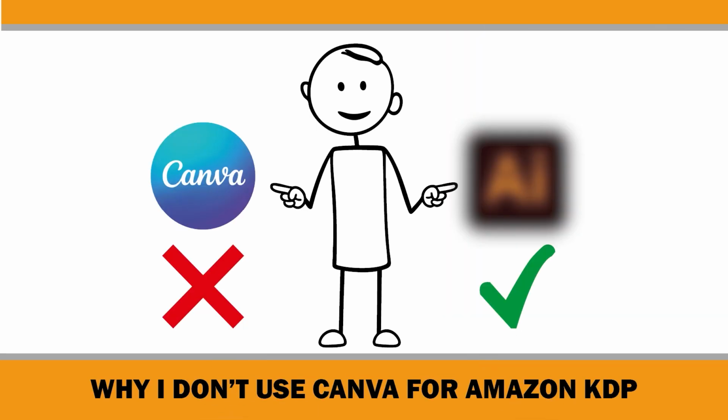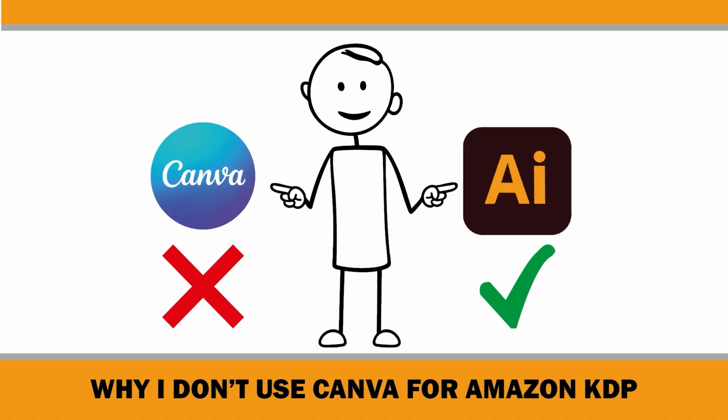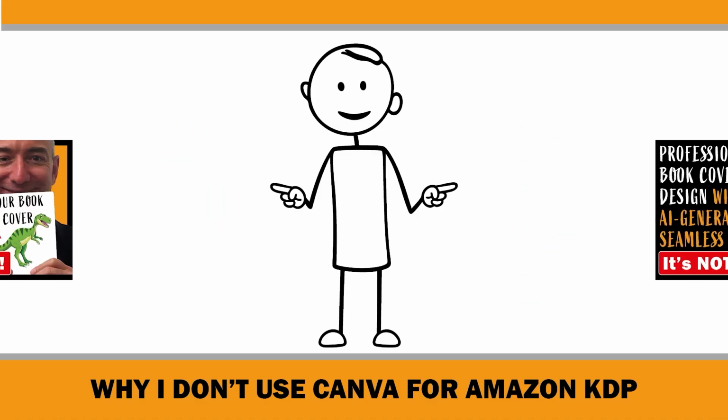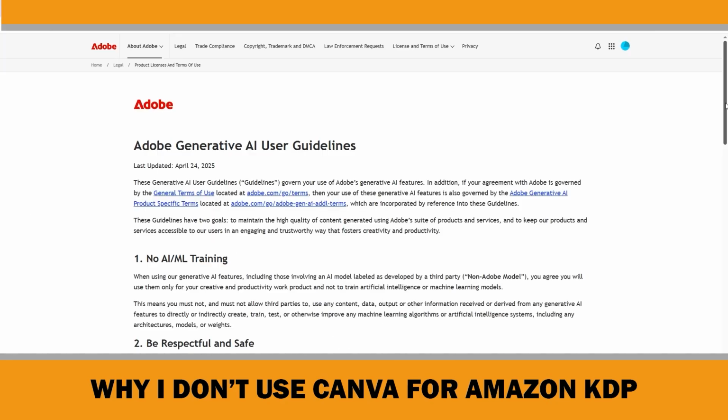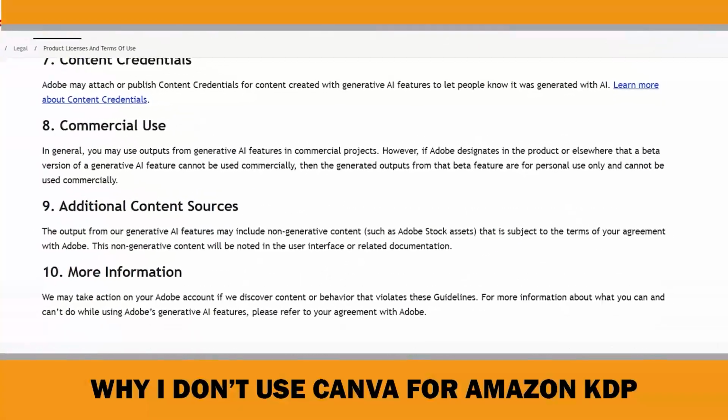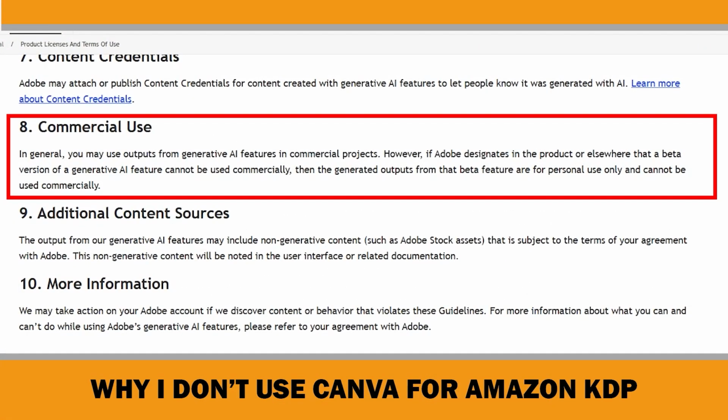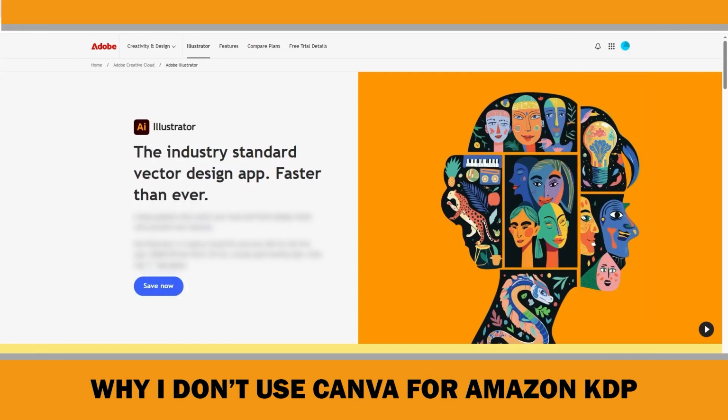Now that you know why I avoid Canva, let me share what I actually use to create my Amazon KDP interiors and covers. Adobe Illustrator. I am going to show you some clips from my tutorial videos here on the channel, so you can see why I believe it's one of the best tools for designing KDP book covers and interiors. And they are very clear about commercial usage, even with their generative AI user guidelines. If you don't have Adobe Illustrator, don't worry.